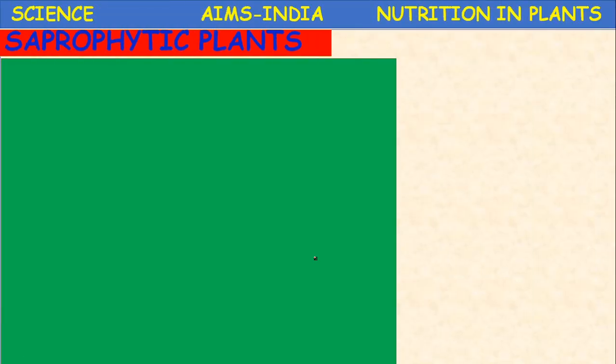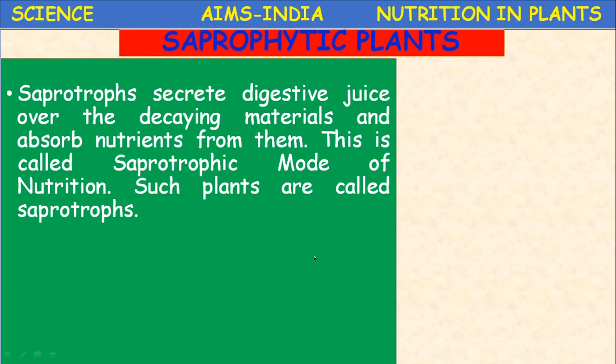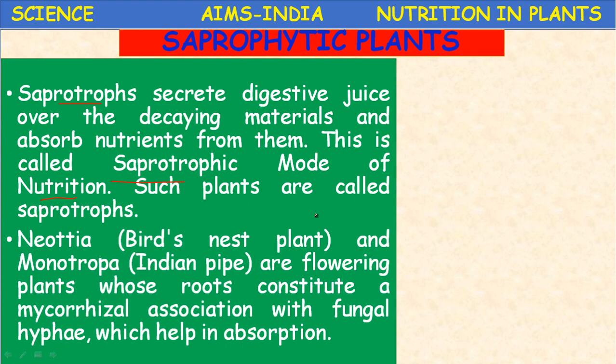Next, the saprotrophs secrete digestive juices over the decaying materials and absorb nutrients from them. This is called the saprotrophic mode of nutrition. Such plants are called saprotrophs or saprophytic plants. For example, Neotia. It is also called, the common name is bird's nest plant.